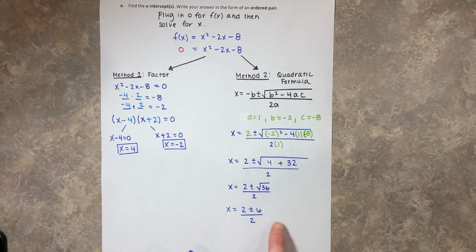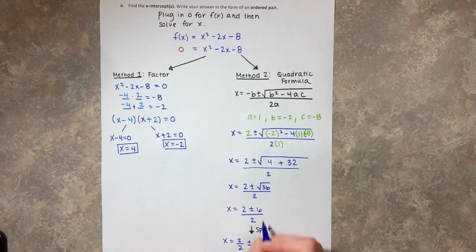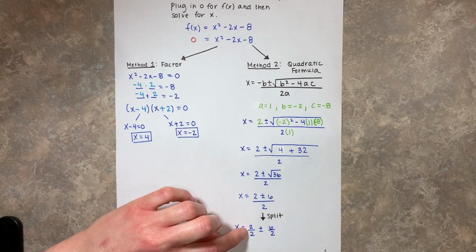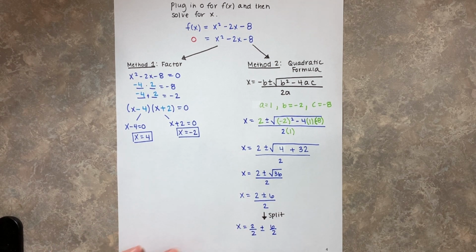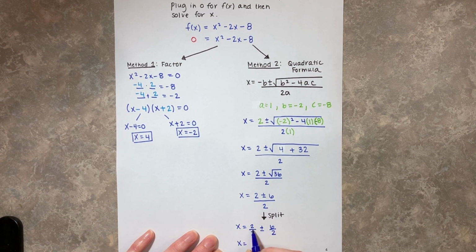Now there's different ways we could simplify this, but to be consistent with the approaches we were using in the previous section, I'm going to use the splitting approach here. So to split this, I'm going to write this as x is equal to 2 divided by 2, plus or minus 6 divided by 2. And then we can simplify each of these fractions. So this will leave us with x is equal to 1 plus or minus 3.